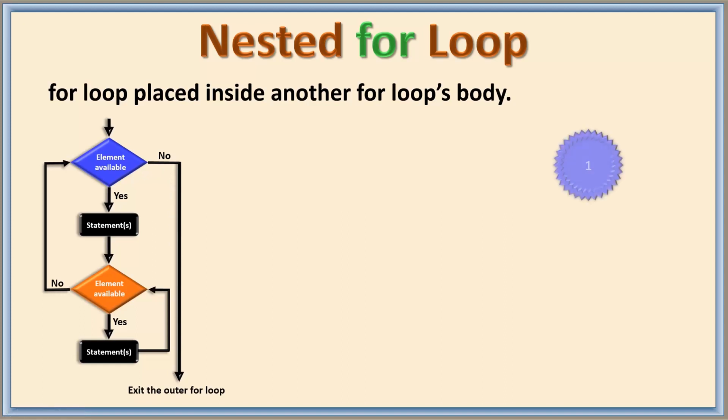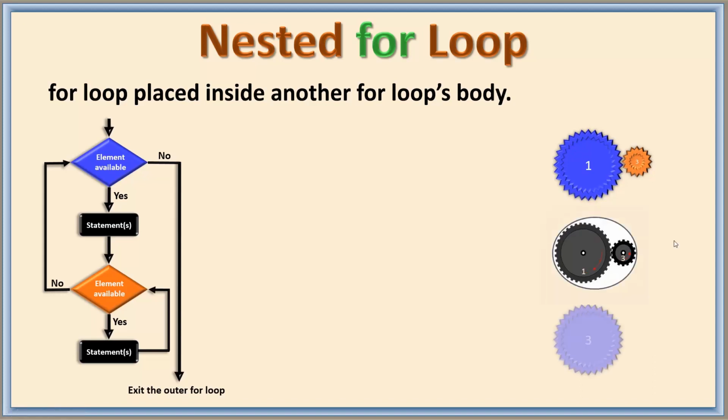For example, I made a bigger wheel and a smaller wheel. The bigger one is 3 times the smaller. If I have one cycle of the bigger wheel, the smaller will run 3 times. You can take this as an example: the outer loop having 1 count and the inner loop having 3 count. If the outer loop has 3 counts, then the inner loop will run 9 times in total.